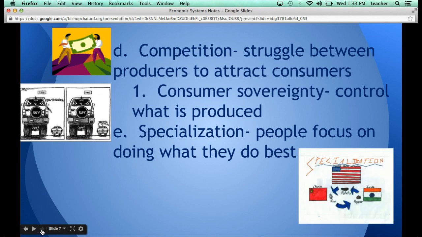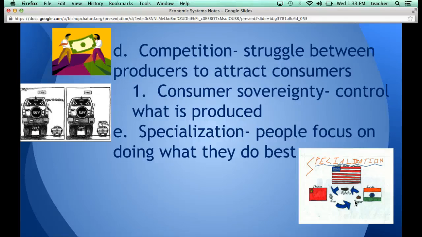And then here is my lovely specialization example. Specialization doesn't only occur within a country, but it happens with countries as a whole. So for example, I found this picture, and obviously it was a student that drew it, but I thought it was kind of cute. You have the United States that maybe would make potatoes, okay, and China that makes rice, and India that makes pepper, okay. Because they specialize, they can produce more as a country. So they specialize in their whole little product.